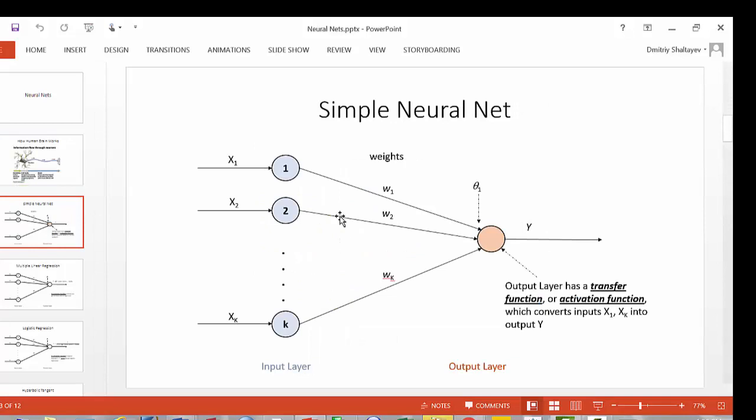In what way? Well, we multiply the signals that are coming in, x1, x2, xk, by their weights. So w1, w2, wk are the weights, numbers that are attached to every incoming signal, okay? And then after that, we also add on top of that a certain constant. We call it theta 1.